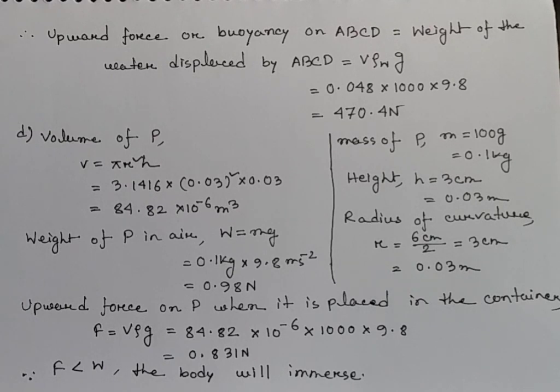So upward force will be V rho g. We have all the values here: V, the volume of the object, rho, the density of the medium or water, and g, acceleration due to gravity. And by putting all the values in this equation, we finally get the upward force will be 0.831 Newton. So now if we compare both, the weight of P in air and the upward force, we see that the upward force or buoyancy is less than the weight of the object P.